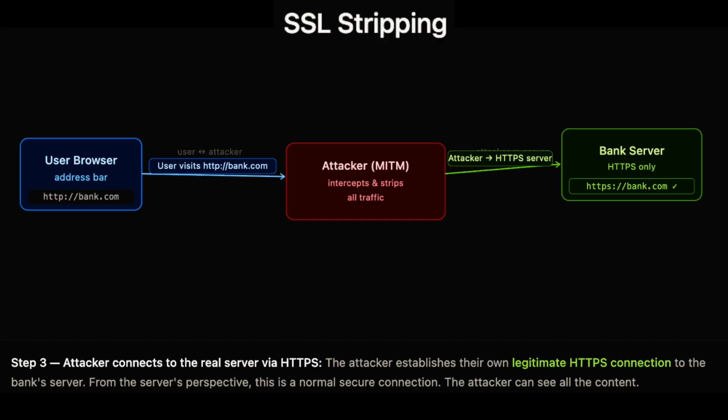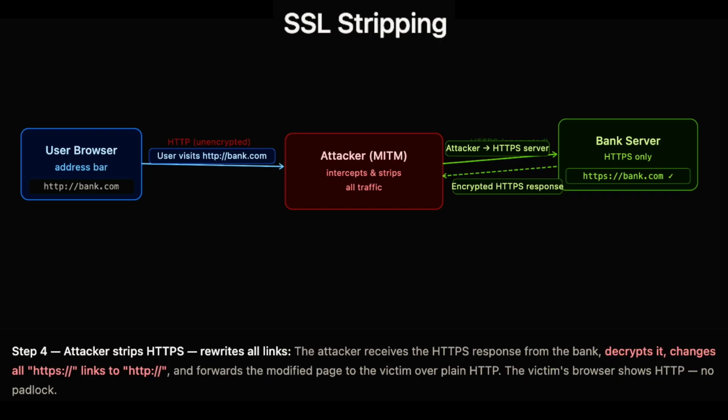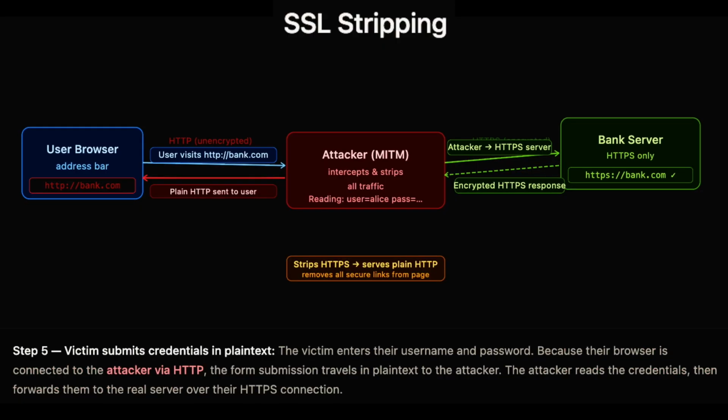The attacker establishes their own legitimate HTTPS connection to the bank server. From the server's perspective, this is a normal secure connection. The attacker receives the HTTPS response from the bank, decrypts it, changes all HTTPS links to HTTP, and forwards the modified page to the victim over plain HTTP.